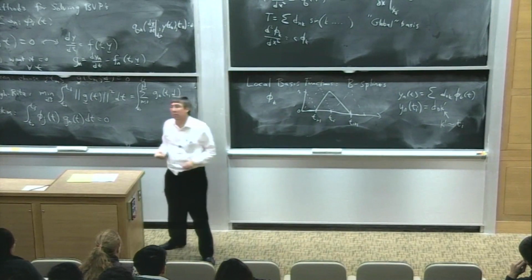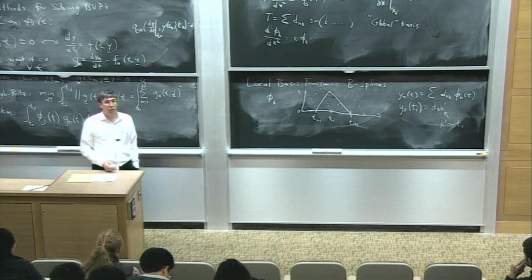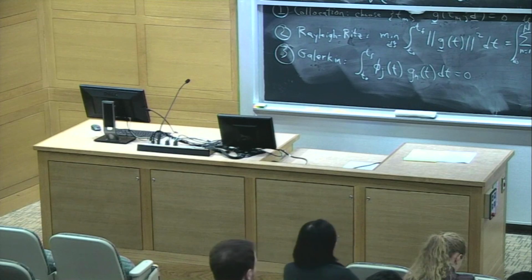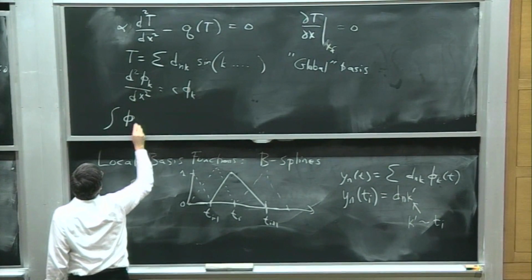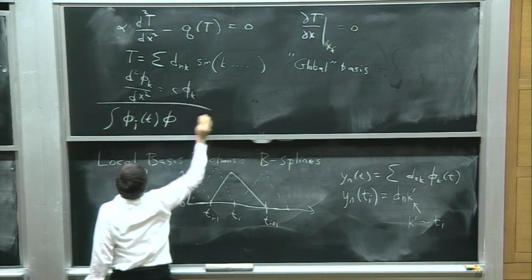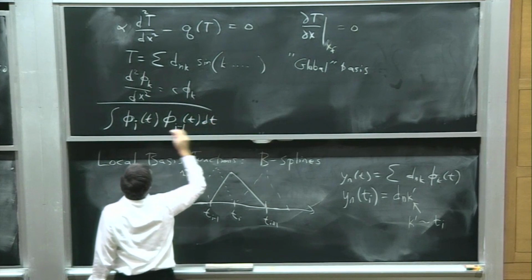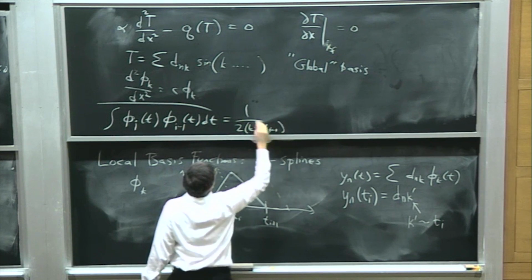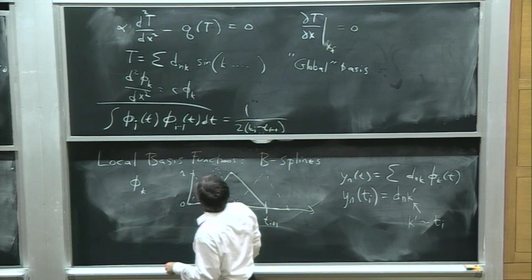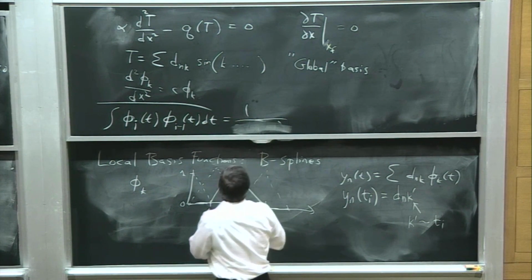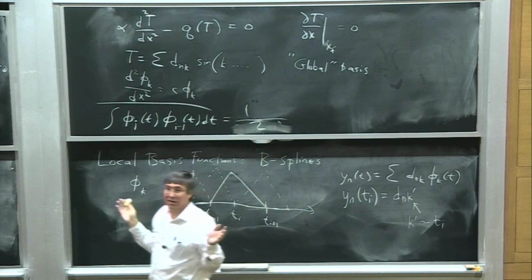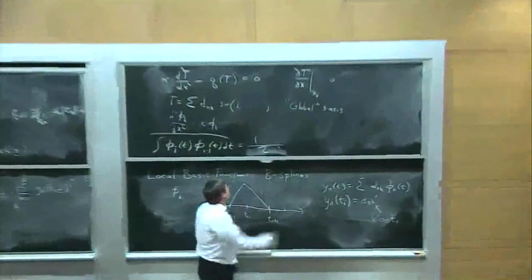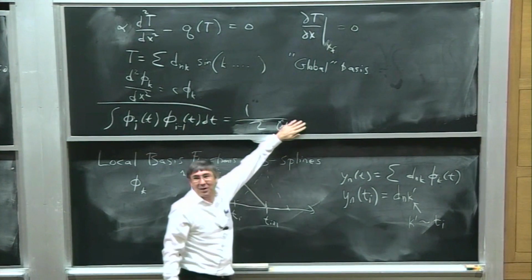Yes. Locality is really good because it makes the Jacobian matrix of the overall problem sparse. So when I compute the integrals of this, for example, the integral of phi_i(t) phi_{i-1}(t) dt, this turns out to be equal to 1 over 2 times t_i minus t_{i-1}. Take that back. Just 1/2. Just half. So this is a brilliant thing. Is that right? Maybe it does have a t_i minus t_{i-1}, possibly including a delta t here. I'll double check, but I can't remember.